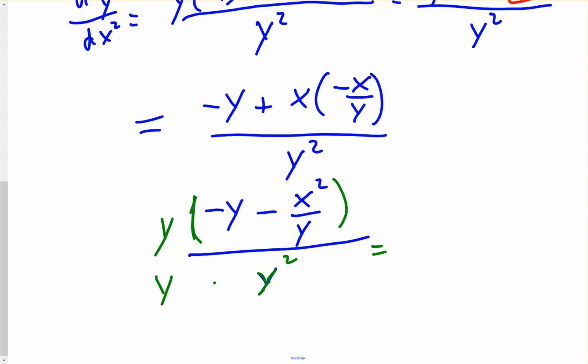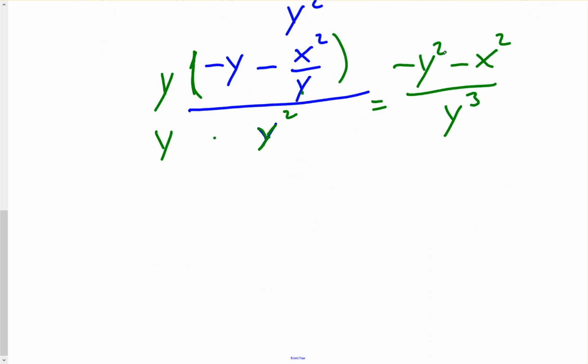Okay, so if I distribute my y on the top, I have negative y squared minus, now my y and my y here would cancel. That's the reason why I just did the whole y over y thing. And my denominator becomes y cubed. Okay, and then we have another extra little trick at the end. Notice we have a negative y squared minus x squared. I could pull out my negative and look what happens. If I pull out my negative, I have y squared plus x squared all over y cubed.